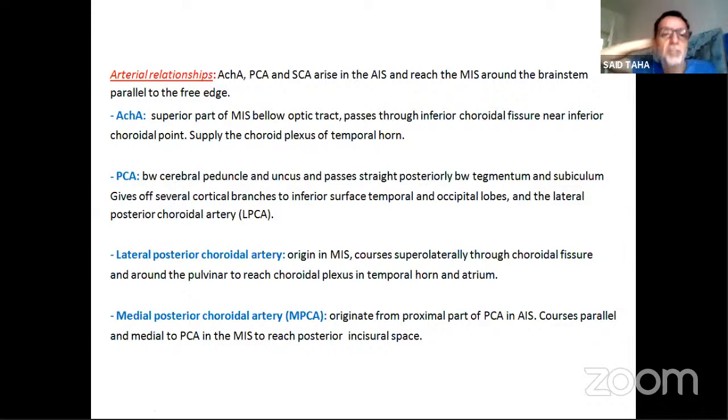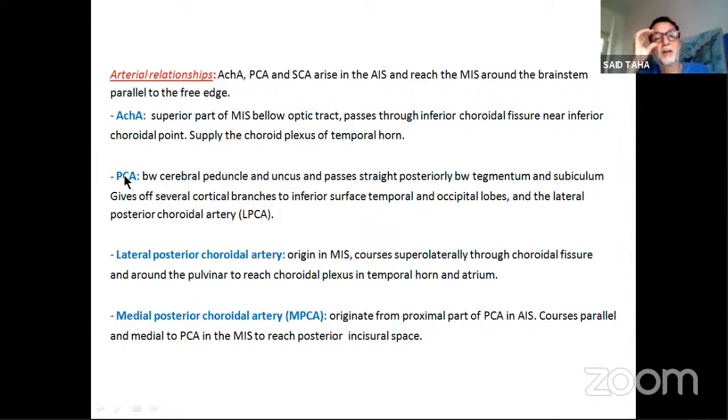The arterial relationships: the anterior choroidal artery arises from the superior part of the middle incisural space below the optic tract, passes through the inferior choroidal fissure near the inferior choroidal point to supply the choroid plexus of the temporal horn. This artery, as we see, arises from the internal carotid artery.